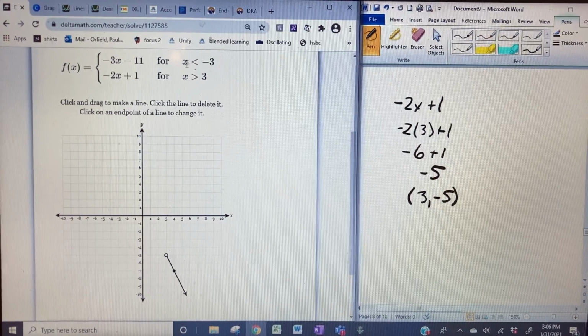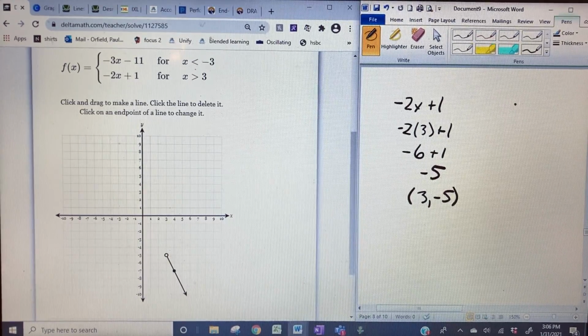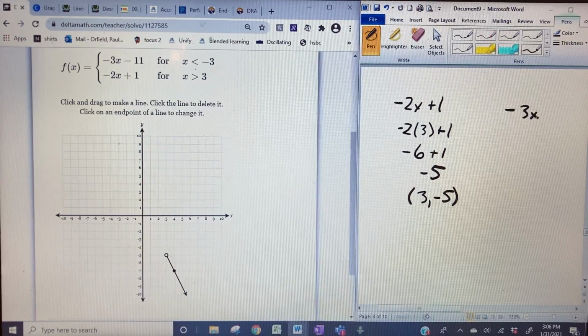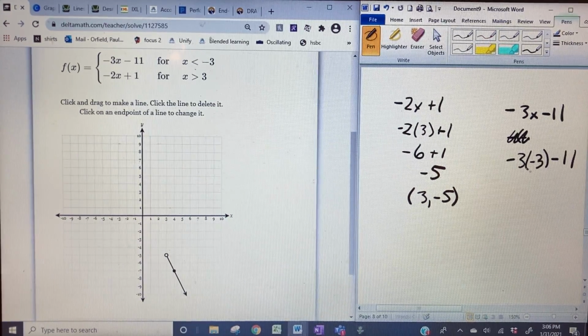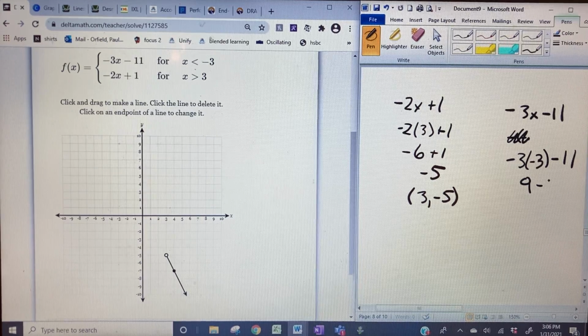Now we're going to plug in negative 3 into this equation. So I have negative 3x minus 11. I'm putting in negative 3, so negative 3 times negative 3, because negative 3 is taking the place of x, minus 11. So that's 9 minus 11, which is negative 2. So when I put in negative 3, I'm getting out negative 2. So I know I'm going to start there.